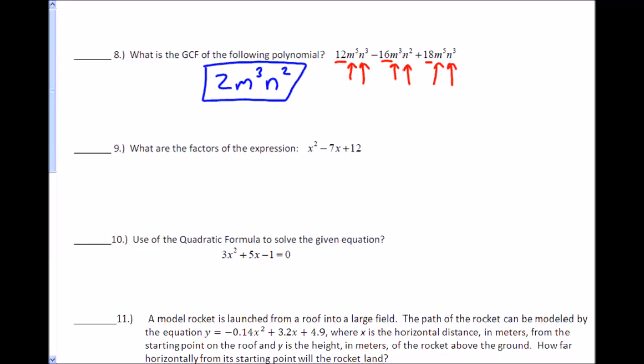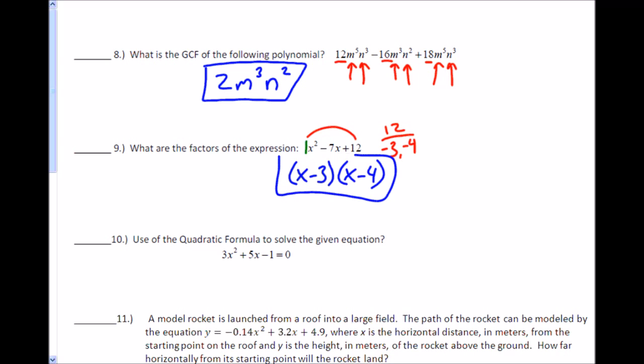In number 9, it says, what are the factors for the expression? And this, we're just going to factor. I'm going to build a bridge. So two numbers that multiply together to give me a 12, but add together to give me a -7. It's a -3 and a -4. And now, since there's a coefficient of 1 here, a leading coefficient of 1, I can use my shortcut. That means this factors into x minus 3 and an x minus 4. And that's it.